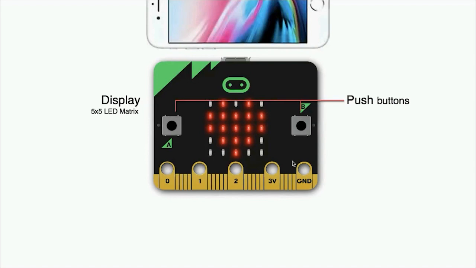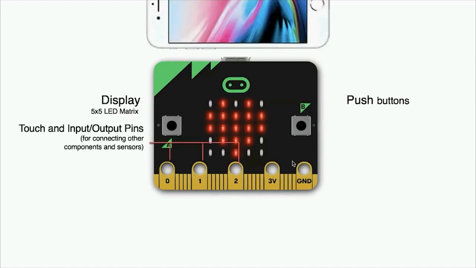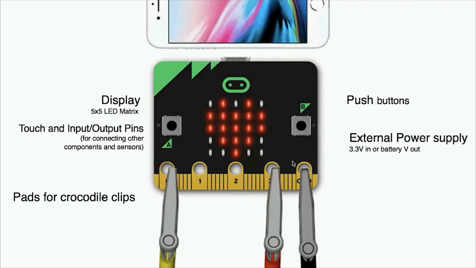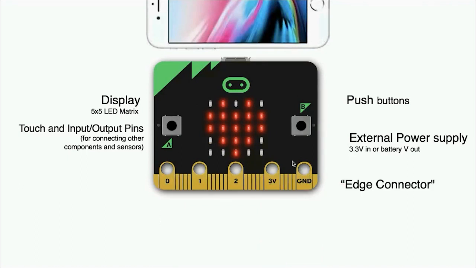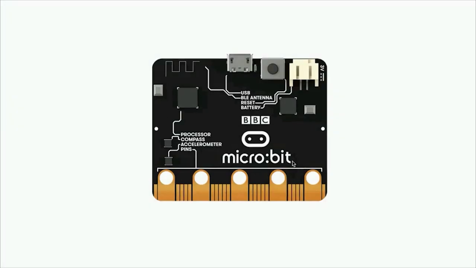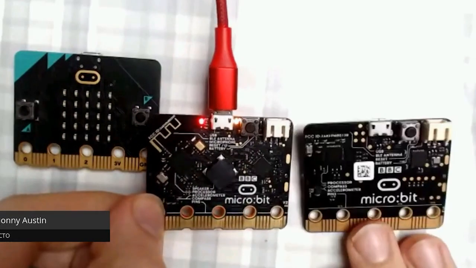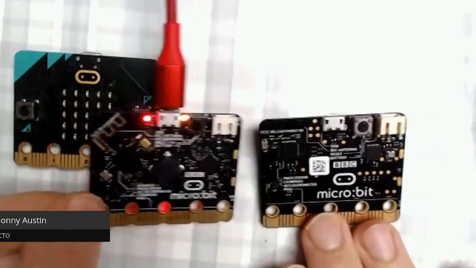It's got these 2 push buttons. It's got some touch input and output pins, external power supply source, which they've got holes for banana plugs or crocodile clips if you want to use them in the classroom, and this edge connector down the bottom. But then on the back of the board, so if I flip, we've got a microbit V1 and a microbit V2 here. I'll talk a little bit more about the difference in a moment, but that's the back on the camera.